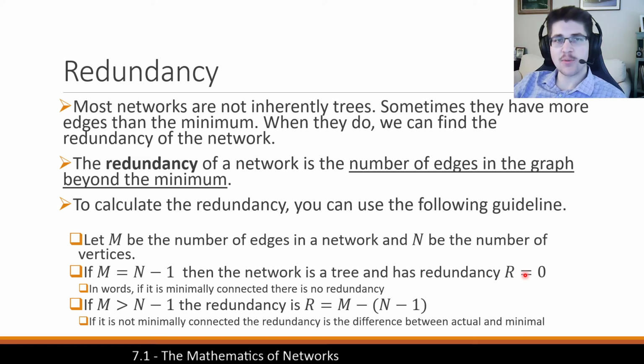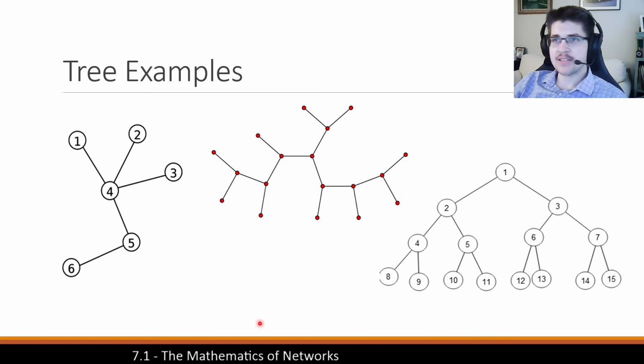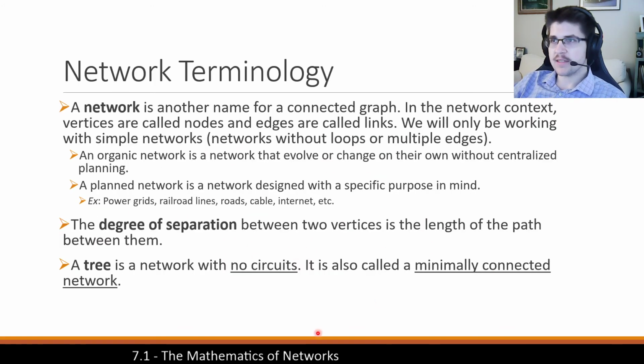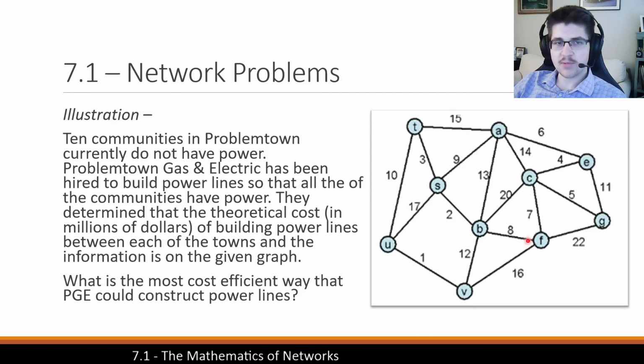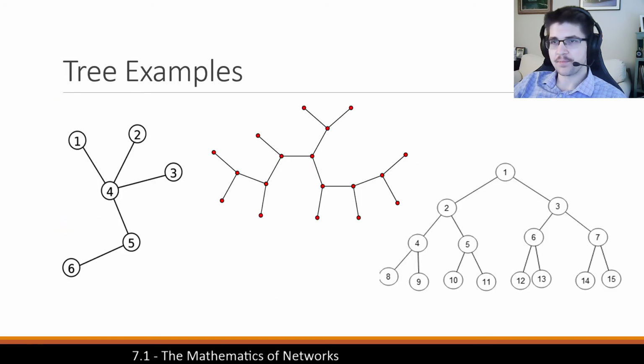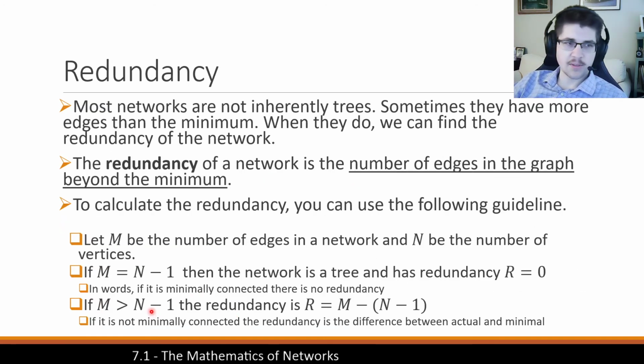How many extra edges from the minimum does it have? And looking back at these trees, we would say all of these have redundancy 0 because they had no extra edges. But this one definitely has some redundancy because it is not a tree. It has extra connections to it. And then the last bullet point, the third bullet point, says that if m is greater than n-1, or basically if how many edges we have exceeds how many a minimal graph should have to be a tree, then the redundancy is r equal to m minus (n-1).